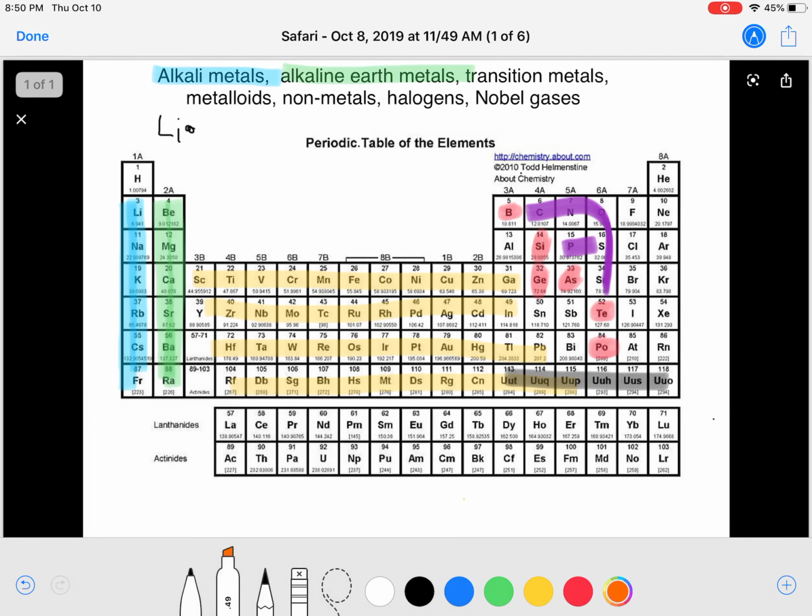The next ones we have are the halogens. So our halogens are these right here. And our halogens have an extremely high electronegativity, and they're very, very reactive. So the reason that they're so reactive, we're going to go back to the valence electrons here. So they have 7 valence electrons because they're in group 7.